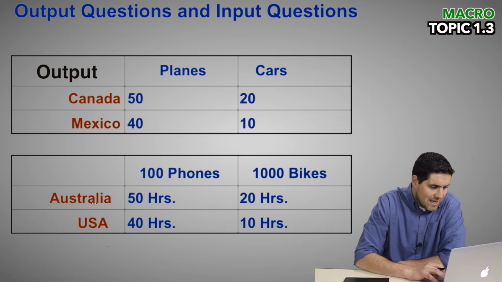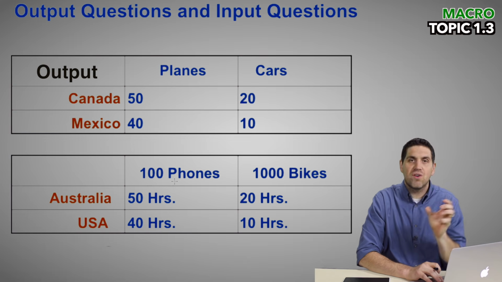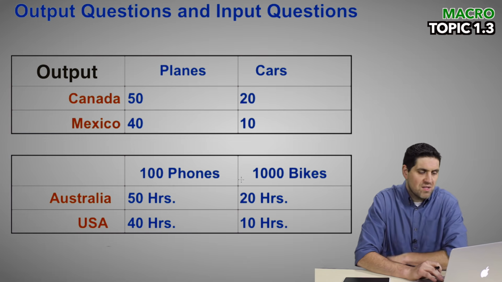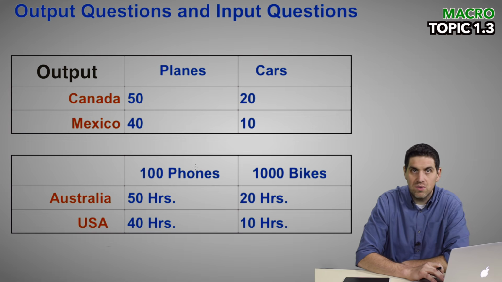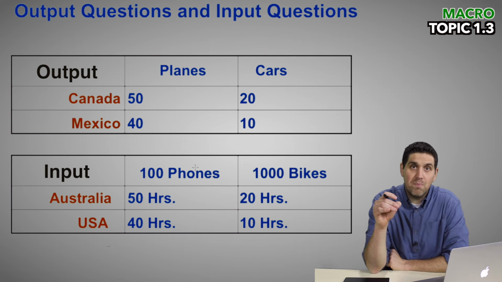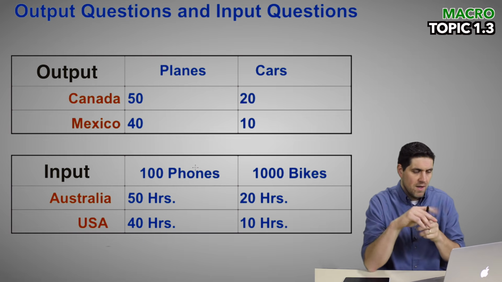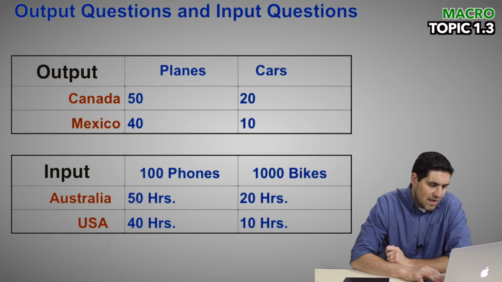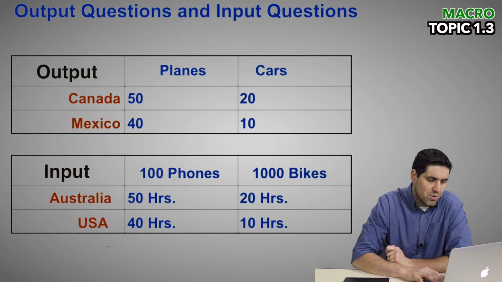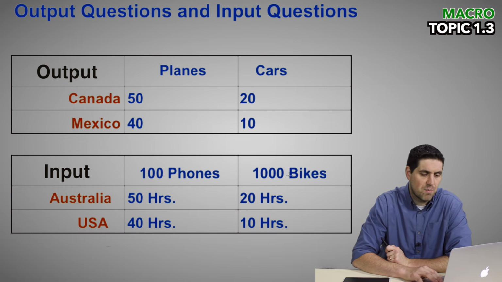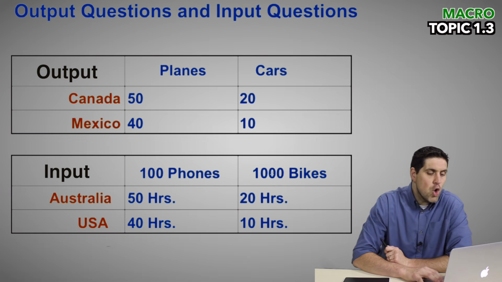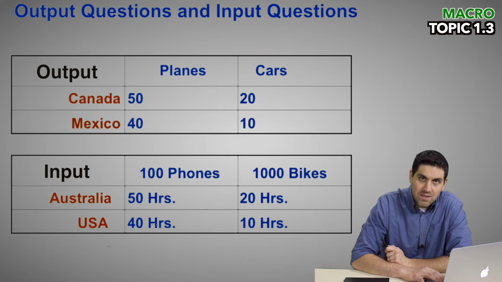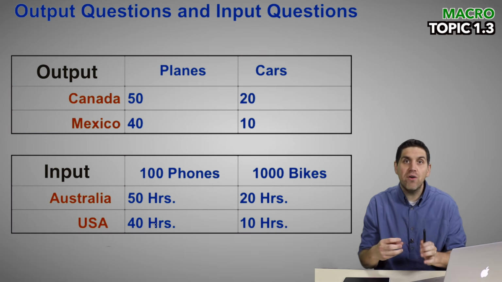This next one is the idea of Australia, US. This is number of phones, if they produce 100 phones, and this is if they produce 1,000 bikes. This is the number of hours it takes to produce those 100 phones. Now, this is called an input question because the resource is what's variable here. So Australia takes 50 hours to produce 100 phones. US takes 40 hours to produce 100 phones. And over here, Australia takes 20 hours to produce 1,000 bikes. US takes 10 hours to produce those 1,000 bikes. Now the question is, who has an absolute advantage in the production of phones? The answer is the US. Notice, now you're looking for a smaller number because we're looking for hours.